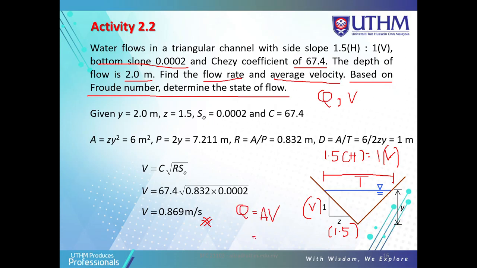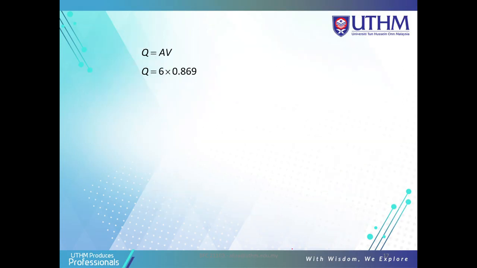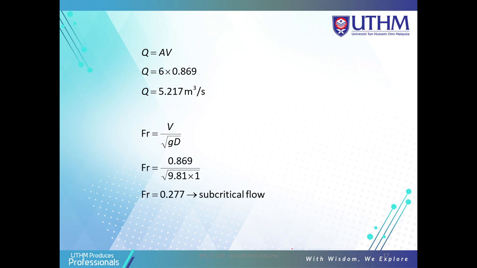You get the Q. Okay, so A, we know that the A is 6 meter squared, and the V you get from this one, so you can get the Q. Q is A times V. So we get the value of Q. After that we use the Froude number to know the state of flow. Use the Froude number here and the D here, so we get supercritical flow.